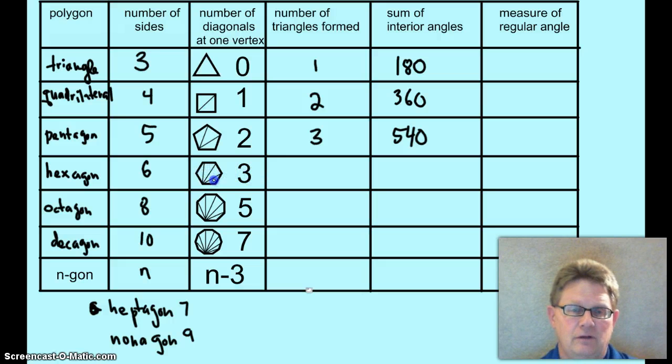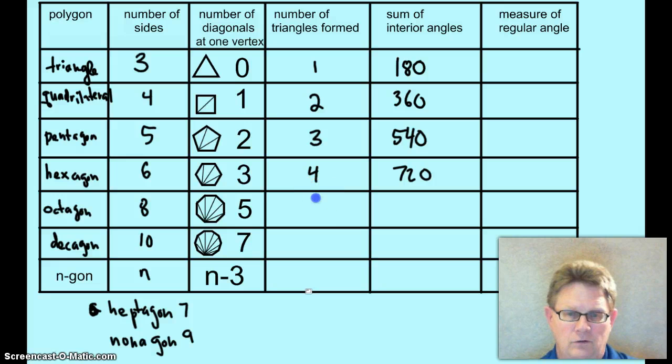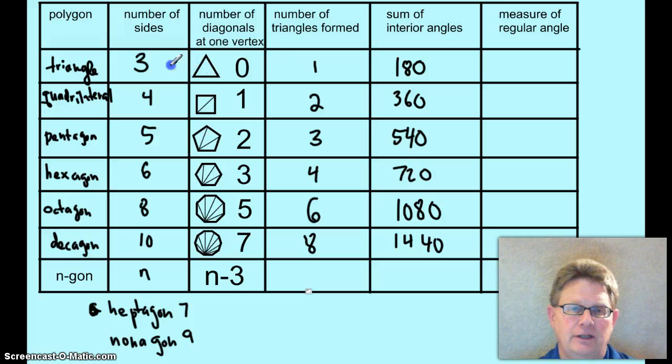When I draw these 3 diagonals, I make 4 triangles, and each triangle is worth 180 degrees, so that's a total of 720 degrees. On this octagon, I make 6 triangles, and 6 times 180, 1080. On this decagon, I make 8 triangles. 8 times 180, 1440 degrees.